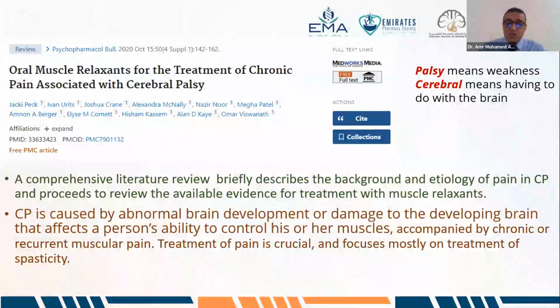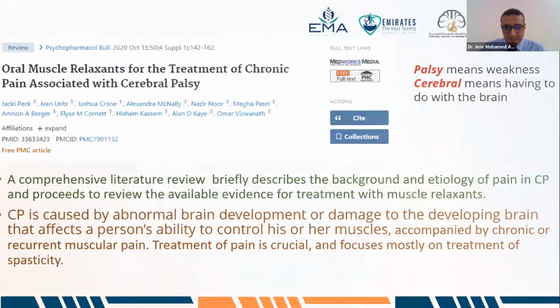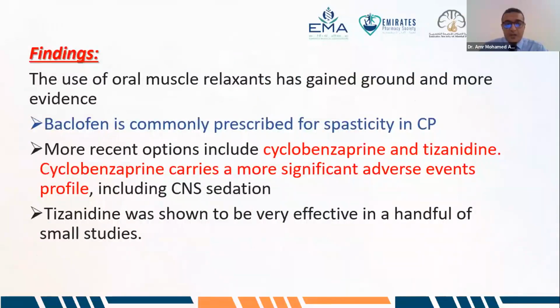Cerebral palsy is caused by abnormal brain development or damage to the developing brain that affects a person's ability to control his or her muscles, accompanied by chronic recurrent muscular pain. Treatment of pain is crucial and focuses mostly on the treatment of spasticity. From the findings of this trial, the use of oral muscle relaxants has gained ground and more evidence. Baclofen is commonly prescribed for spasticity in cerebral palsy.